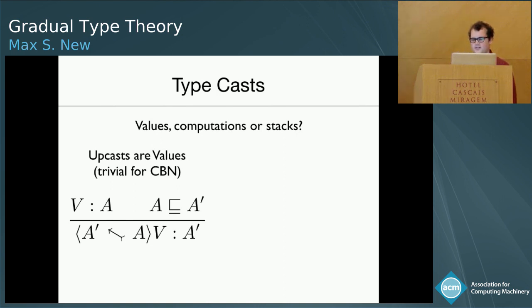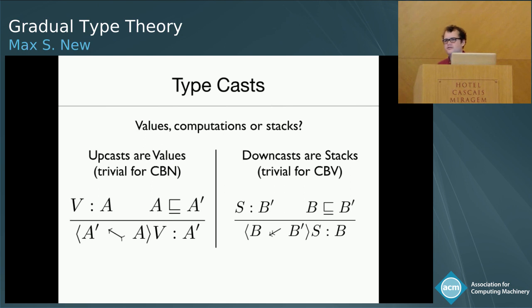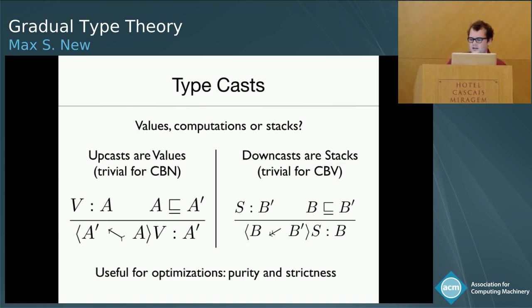When a more precise type is cast up to a less precise type, it actually turns out to be a pure value, which is trivial in call by name, but interesting in call by value. And then we get a dual property for the downcast, which is that downcasts end up being stacks, which is trivial for call by value, but useful for call by name. So this observation should be useful for optimizing gradually typed programs, because these two analyses, purity and strictness analysis, are two of the most common in optimizing compilers.